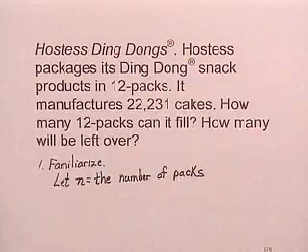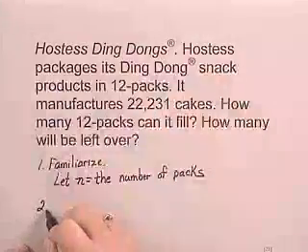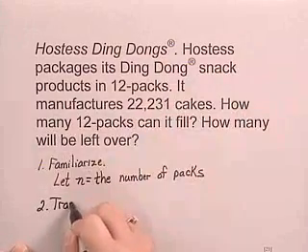Now, we can think of this as taking 12 away from the 22,231 repeatedly, or repeated subtraction. Since repeated subtraction corresponds to division, we can use division to translate this, and that's the next step, to translate the problem into mathematical language.